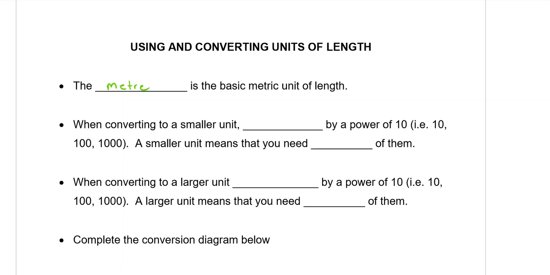When converting to smaller units, you need to multiply by a power of 10. So it could be 10, 100, or 1,000, depending on what unit you're converting to. But a smaller unit means that you need more of them. That's why we're multiplying. When converting to a larger unit, you're going to divide by a power of 10. Again, this could be 10, 100, or 1,000. A larger unit means that you need less of them.